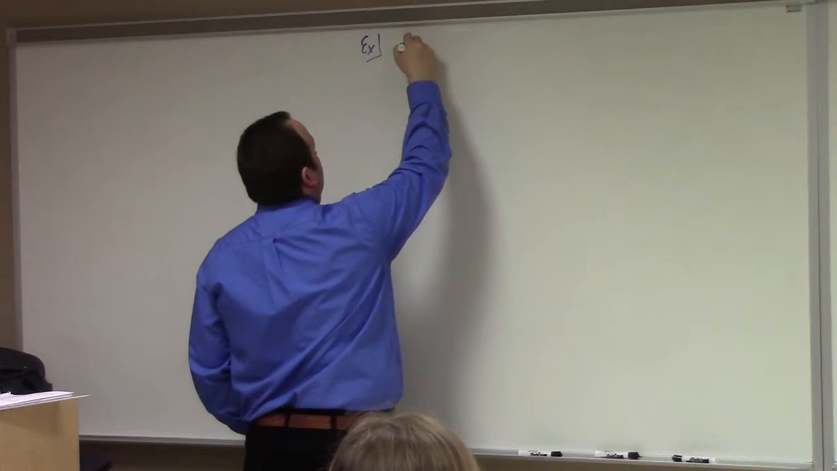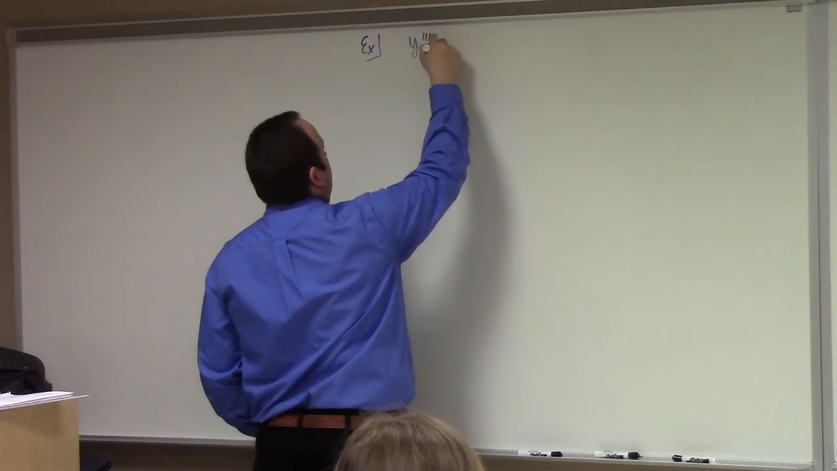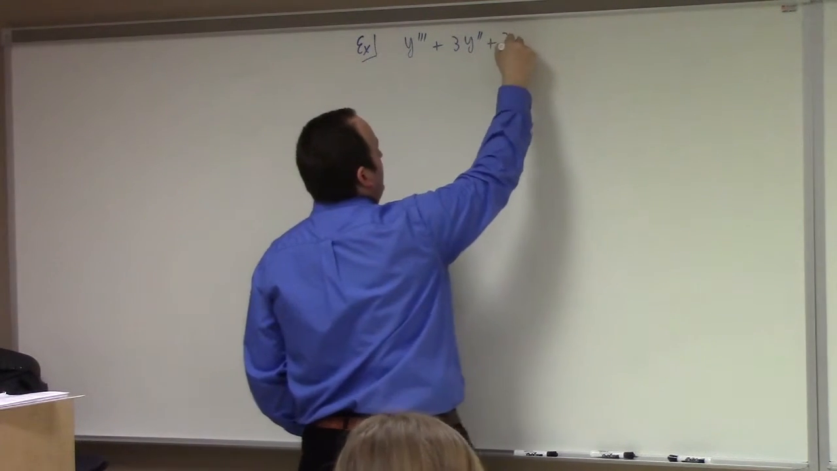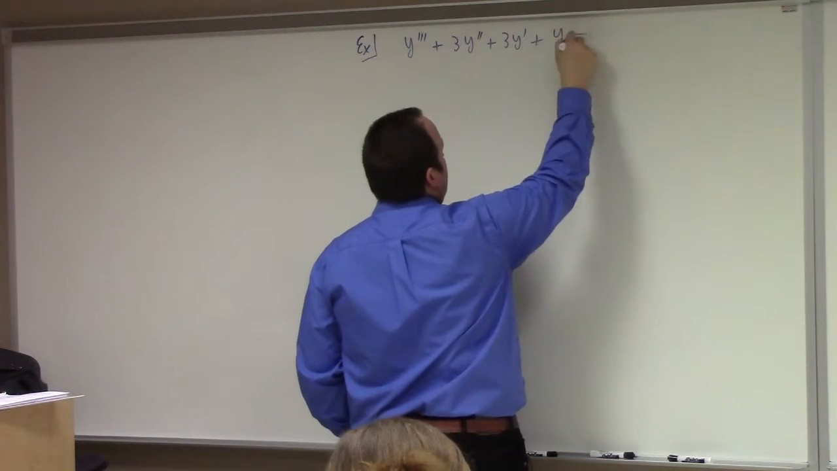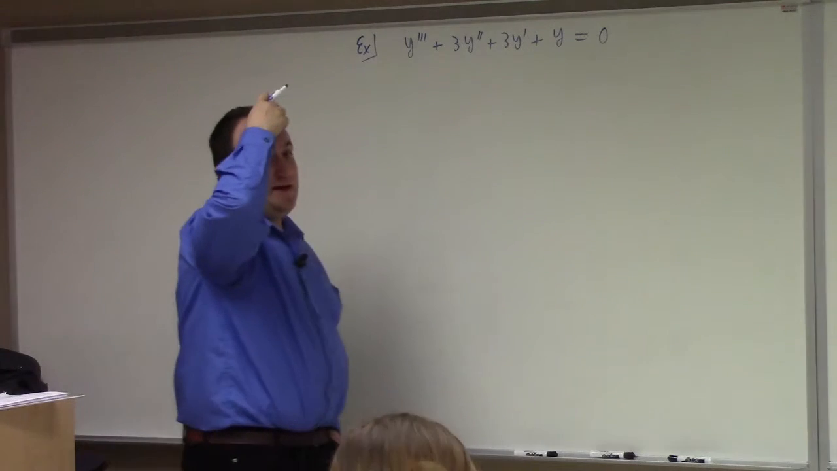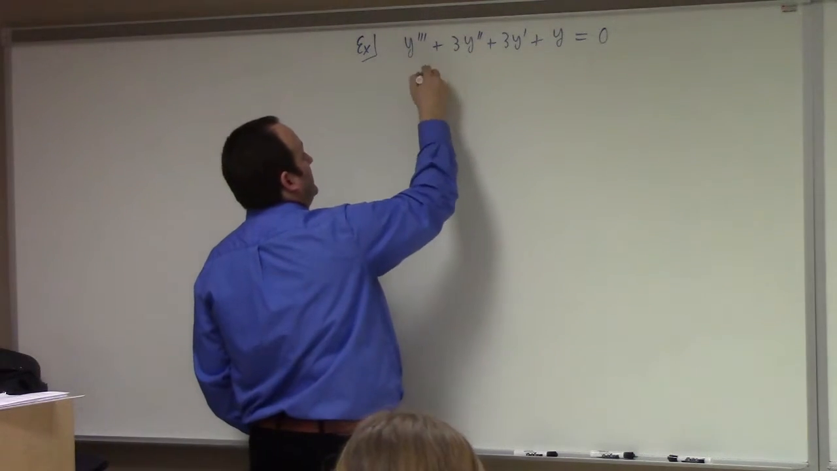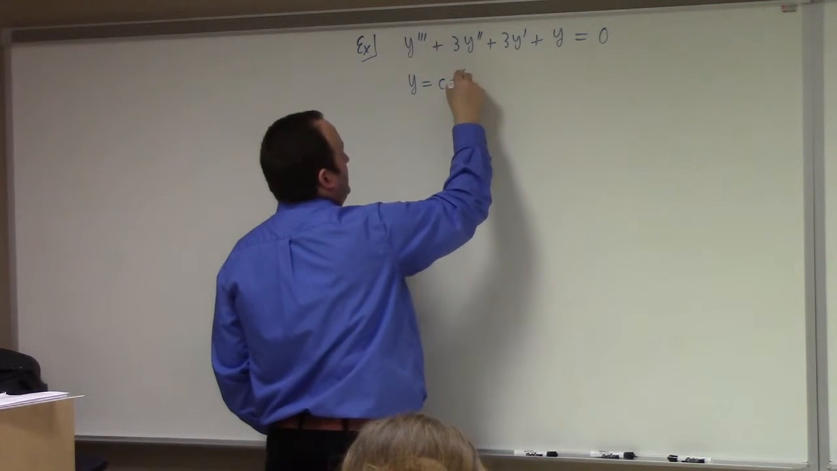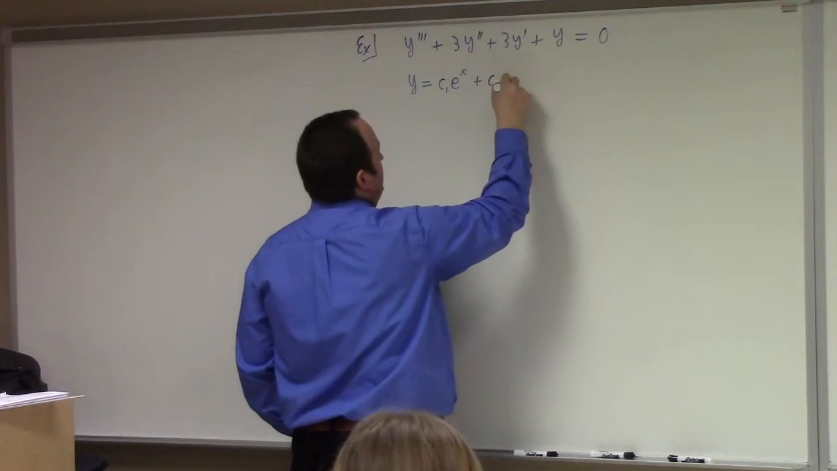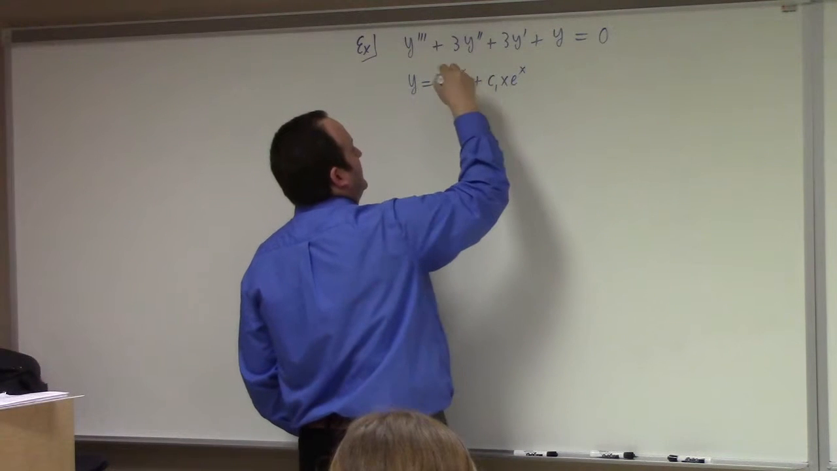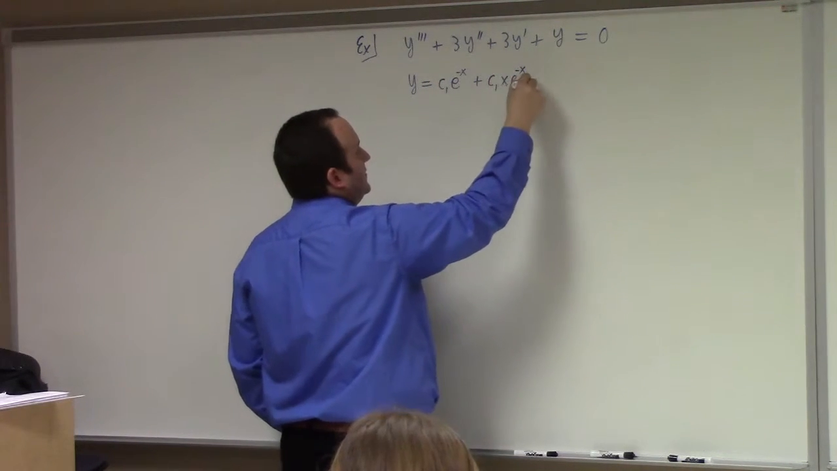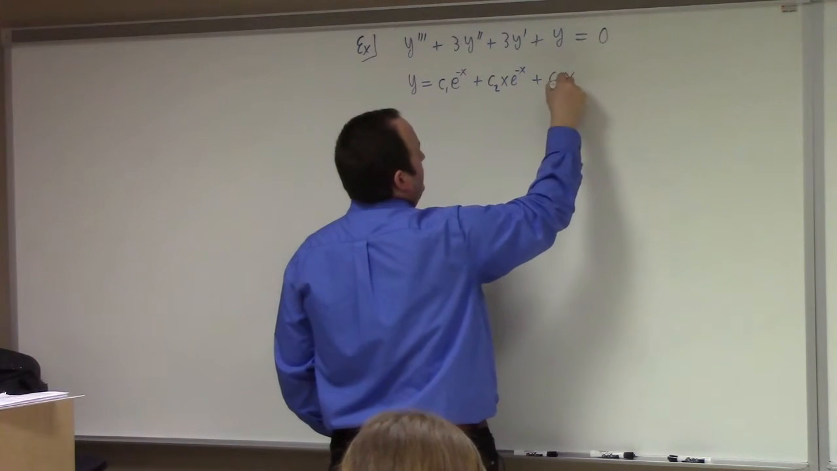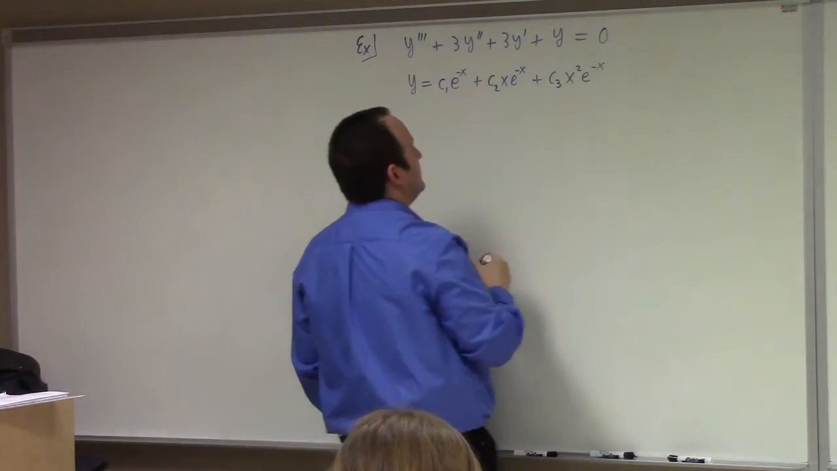If you look at the differential equation, y triple prime plus 3y double prime plus 3y prime plus y equals 0, what you'll find is that the solution has the form y equals c1 e to the minus x plus c2 x e to the minus x, plus c3 x squared e to the minus x. I originally said e to the x, but I meant minus x.